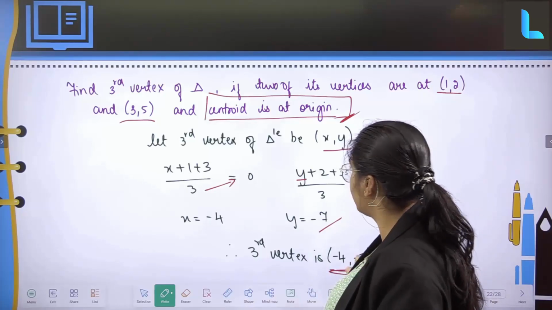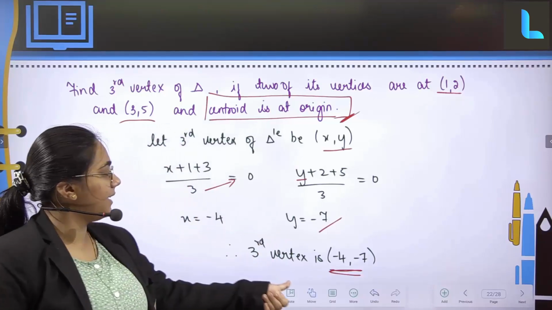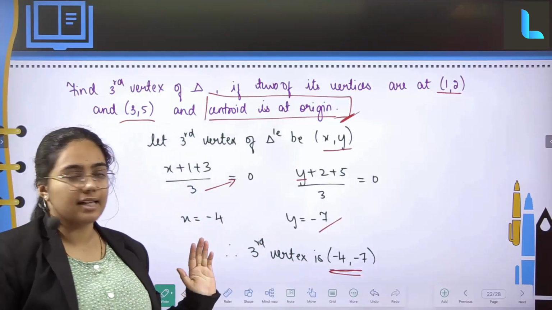Therefore you had to find out the vertex. The vertex you had considered as (x, y). The value of x is minus 4, the value of y is minus 7.